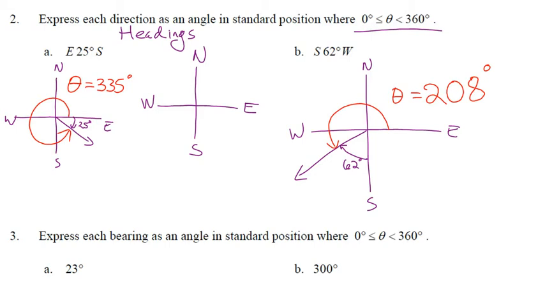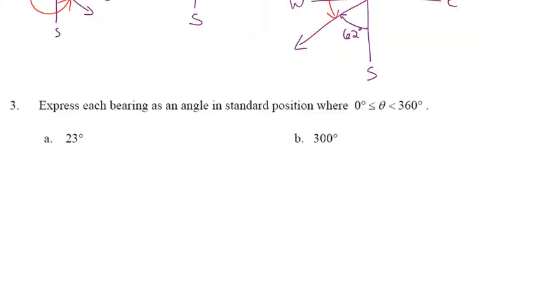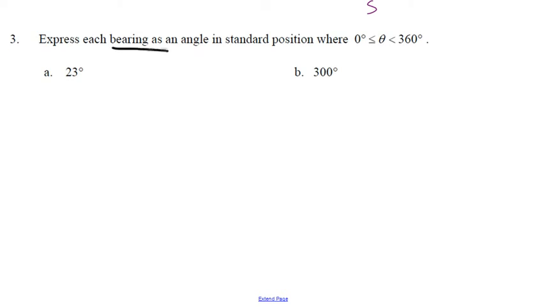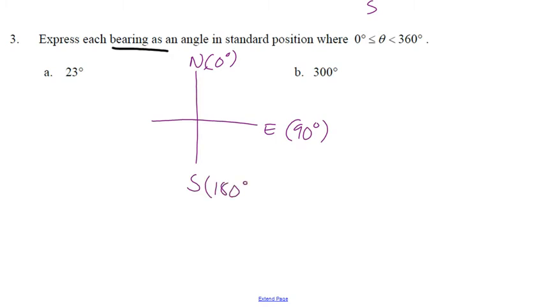Next we have bearings. We just discussed it a little bit. So a bearing starts with north being 0 degrees, east is 90 degrees, south is 180 degrees, west is 270 degrees, and back to north, which you could also sometimes call 360 degrees. So these are bearings, they're compass bearings.